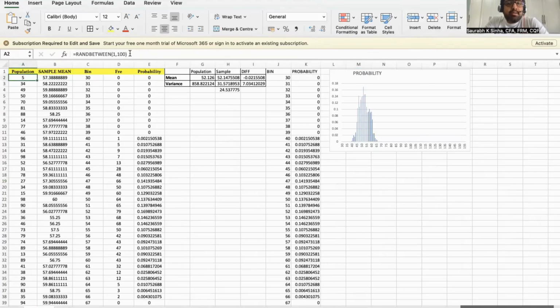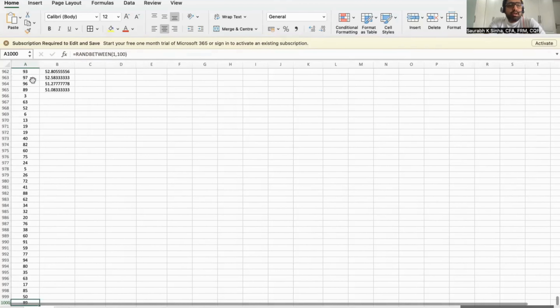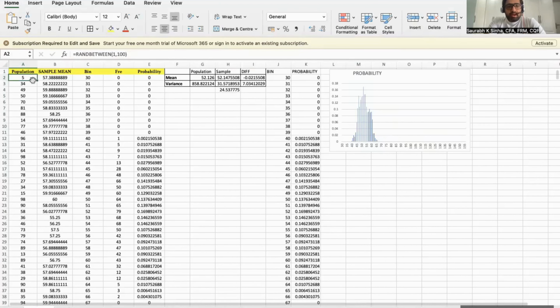We took random numbers between 1 and 100. How many numbers did we take for the population? We have taken about 1000 numbers. So now we are randomly selecting the sample.